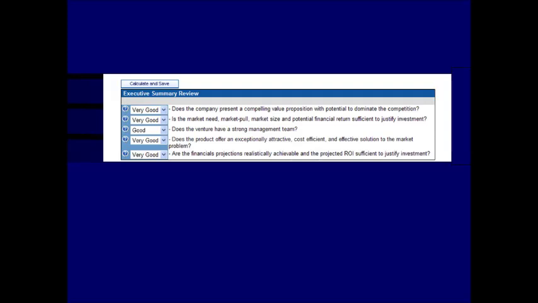Just as I recommend writing the executive summary after the business plan has been written, I also recommend that this section of the survey be scored after all the other sections have been scored.